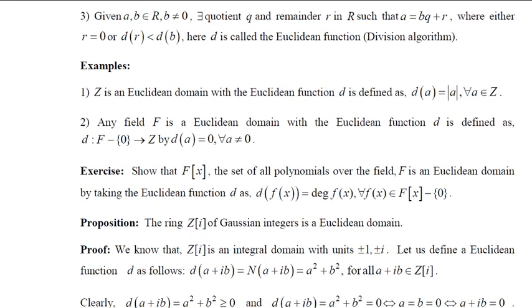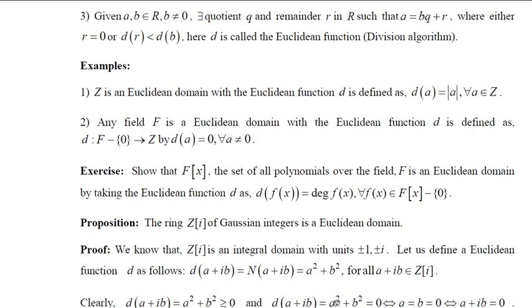Now clearly d of a plus ib, which is the sum of the squares of these numbers, a and b are integers, and since we are squaring any integer, the sum of a square and b square can never be negative, therefore it is greater than or equal to 0. And further we should note that the d value of a plus ib is 0 provided a is 0 and b is 0. Otherwise, the sum of these two non-negative values can never be 0.